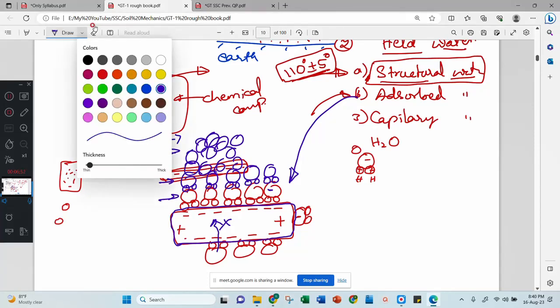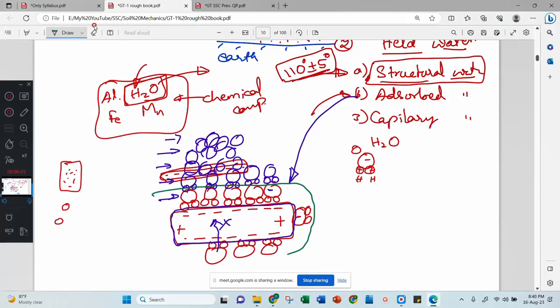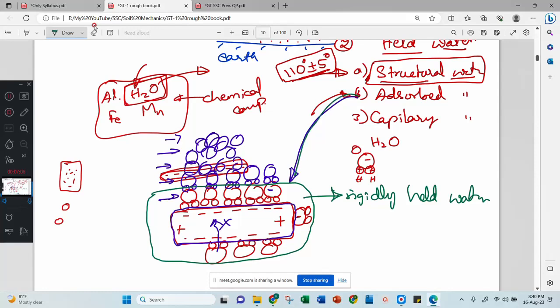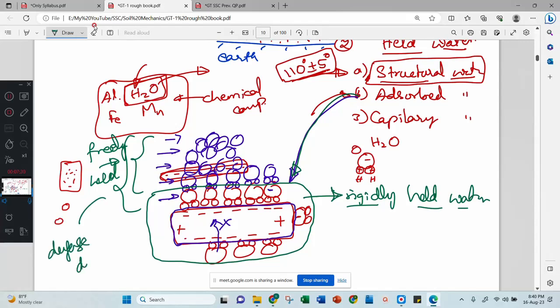But here, if you concentrate on this first layer of the water, this is called rigidly held water. Rigidly held water, or this is called adsorbed water. Understood? Then the other surfaces, whatever we have, that is freely held water. You can consider it as free water. Understood? Then these two layers together are called a diffuse double layer. Diffuse double layer. Understood now?